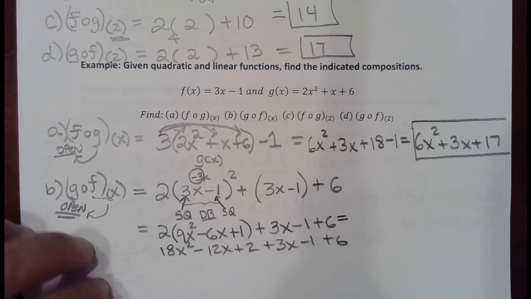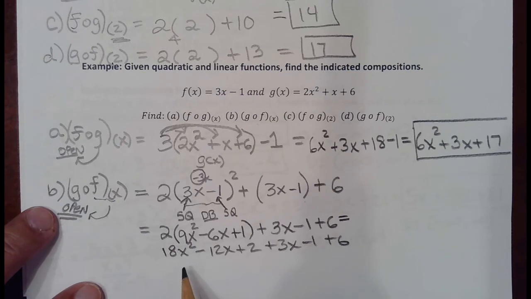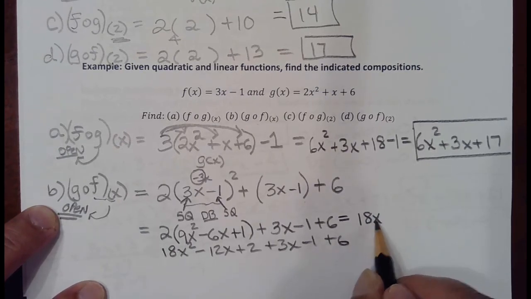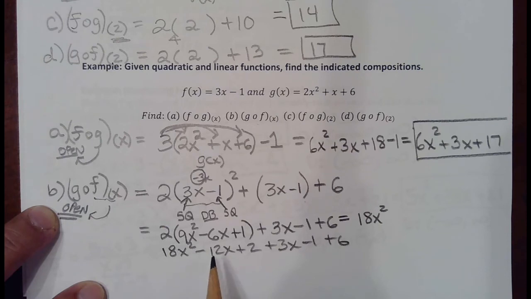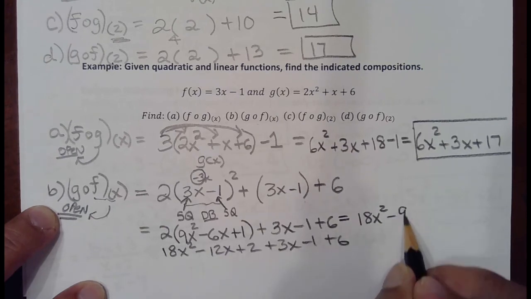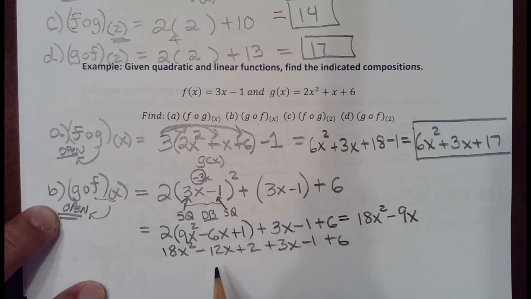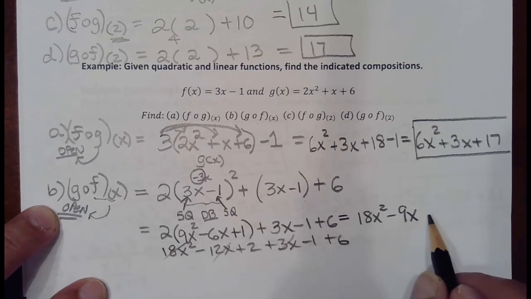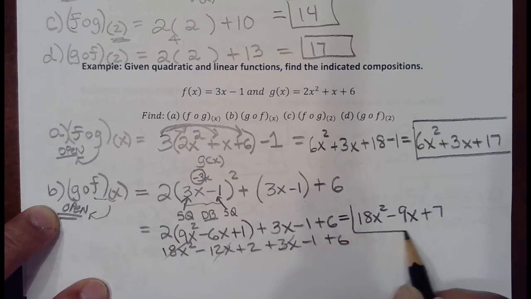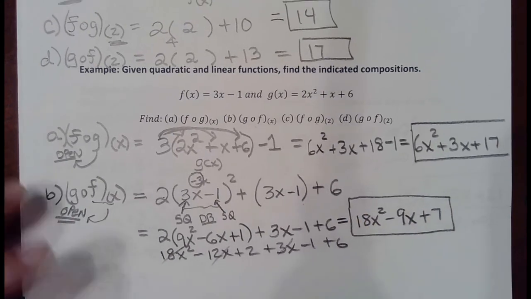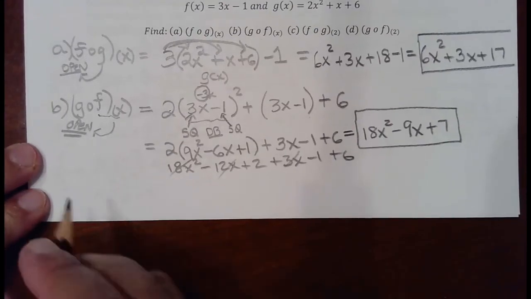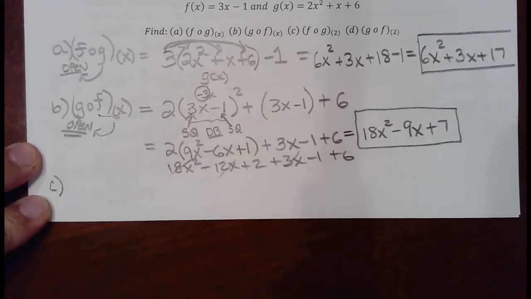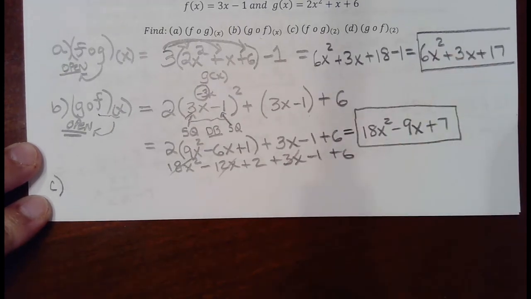Now we're doing parts C and D, where we take the answers we've created already, these polynomials, and we're evaluating them at the value 2. So this says take your f of g answer and evaluate it at 2. Our f of g answer was obtained in part A. It was 6x squared plus 3x plus 17. And we are plugging in a 2. That's what it means to evaluate. You can put that right in your calculator and get the answer.